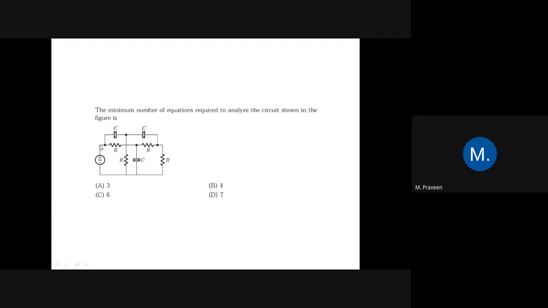Actually, here the nodal point is not given, so we have to mark the nodal points. Option A is 3, option B is 4, option C is 6, and option D is 7. So can you guess what is the answer?